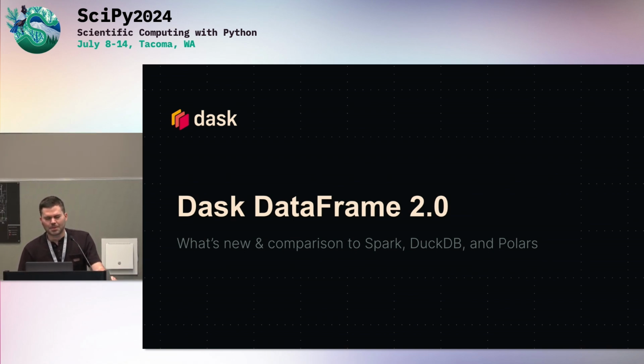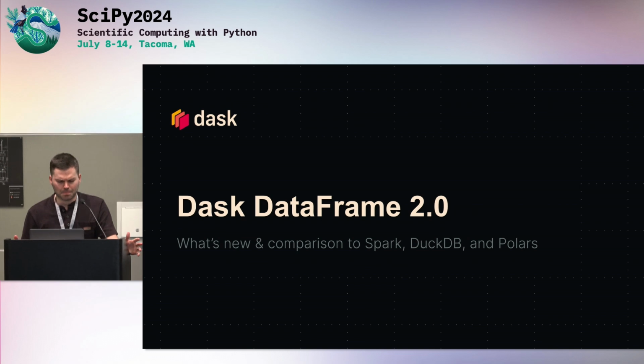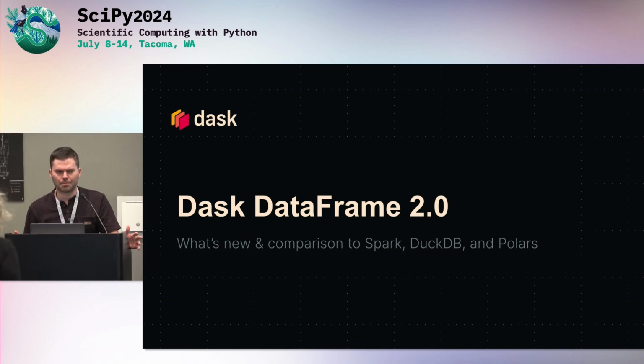So, I'm excited to talk about what's basically a rewrite from the ground up for Dask DataFrame. Internally, we're sort of calling this Dask DataFrame 2.0. Dask's versioning is fun, so it's not actually 2.0. So anyways, I'm excited to talk about that, talk about some of the technical improvements that were made along the way, how that translates into performance for Dask DataFrame, and then comparison to a few different libraries in the space, in particular Spark, DuckDB, and Polars.